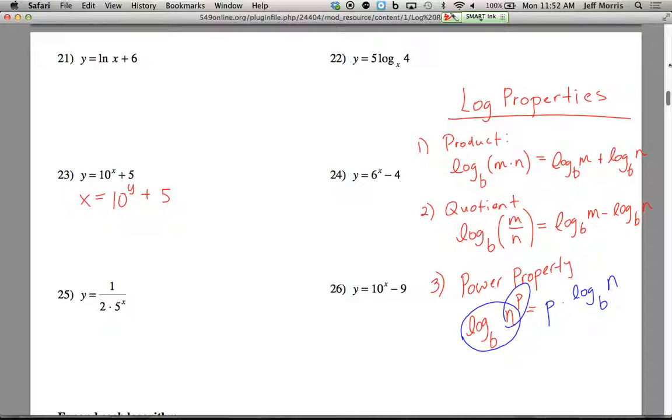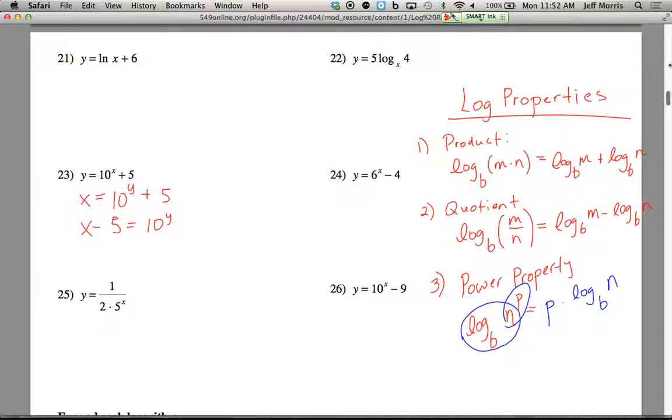Next step, resolve for what? y. So how do I do that? Subtract 5. That's the next step. Okay, x minus 5 is equal to 10 to the y. Now, here's the part you've got to pay attention to.